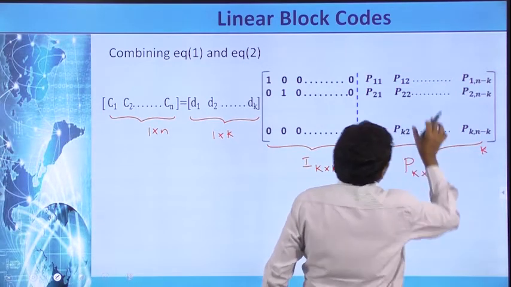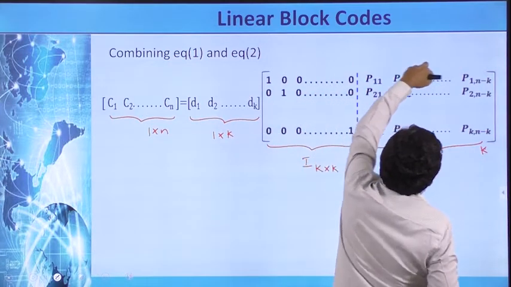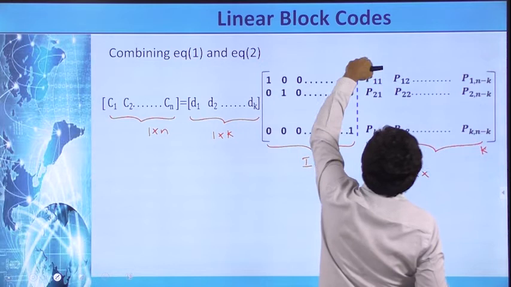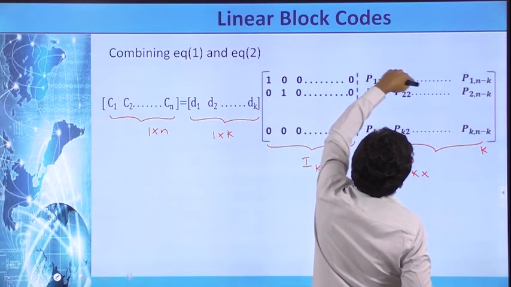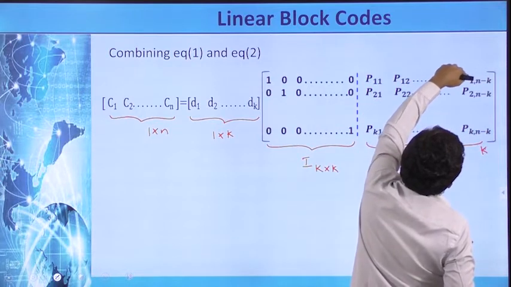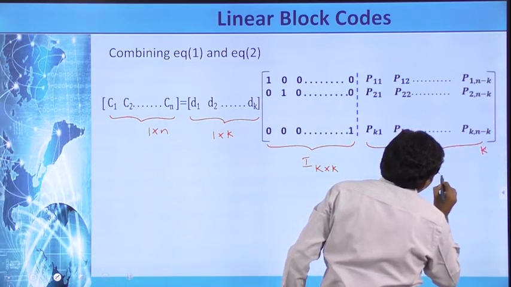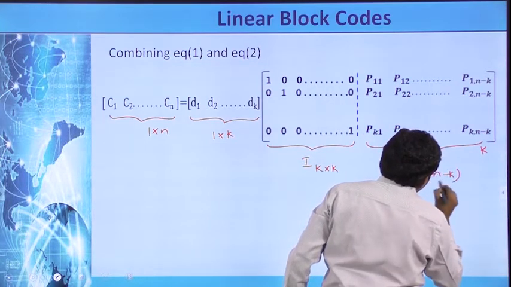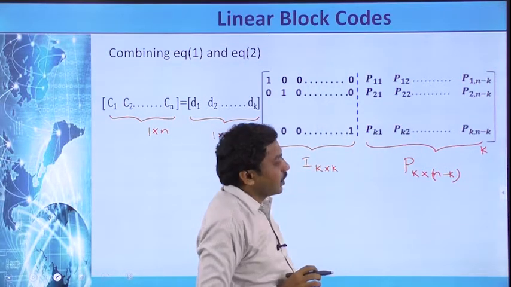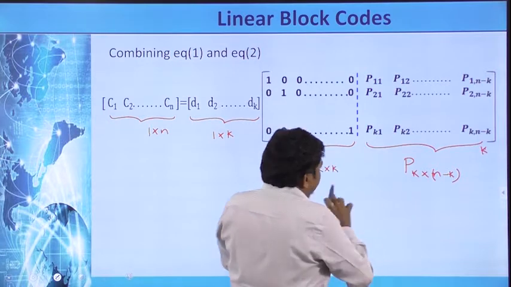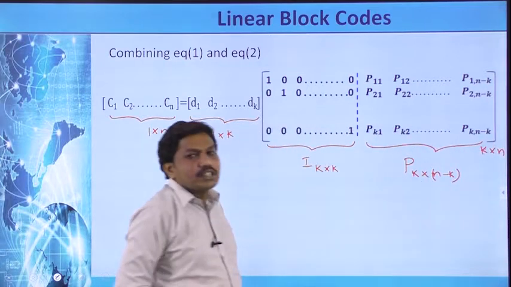Now, how many columns are there? Look here: P11, P12, up to P1,n minus k. P11 means first row, first column, P12 means first row, second column, and P1,n minus k means first row, n minus k column. That means the order of P is k by n minus k. Now, what is the order of the whole matrix? It will consist of k rows, and the number of columns is n. So the order of the total matrix is k by n.